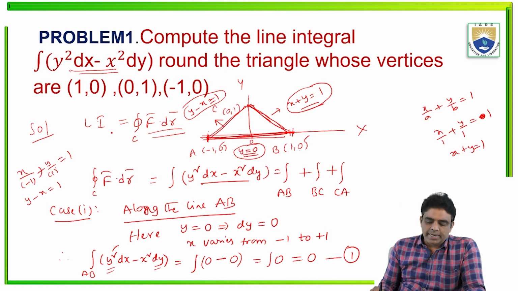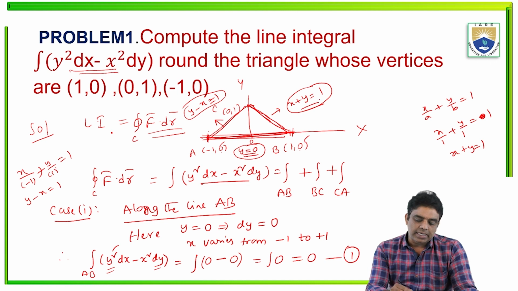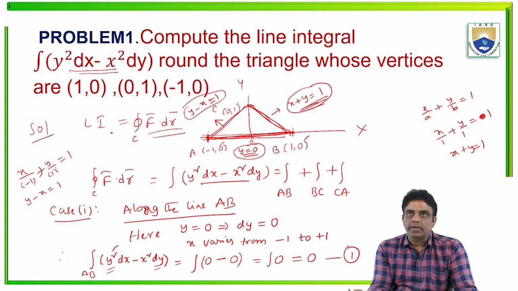Now I would like to find the line integral along BC. Along BC means we have to find the line integral along the line x plus y is equal to 1. So here x varies from 1 to 0 and y varies from 0 to 1. So x plus y value is 1 minus x.